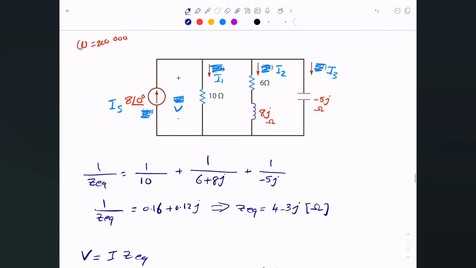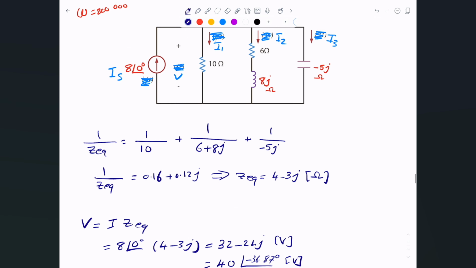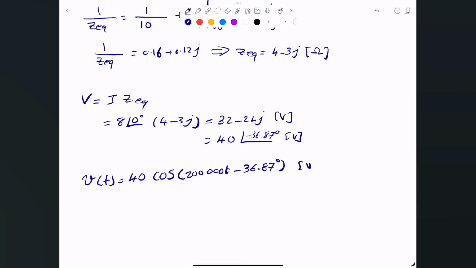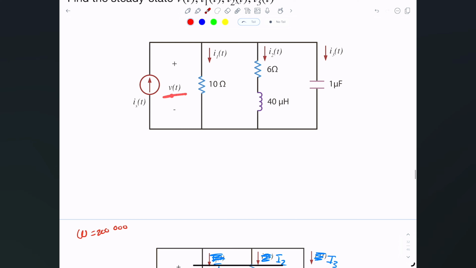All right, so now what else do we need? If we needed I1, I2 and I3, we can just use Ohm's law. But before I continue, what we have now is V in the phasor domain. What if I wanted it in the time domain? The inverse phasor transform is simple. V of t is simply 40 cosine, and omega, which we kept because we need it, is 200,000 t, minus 36.87 degrees, in volts. So this is the voltage going across this in the time domain.